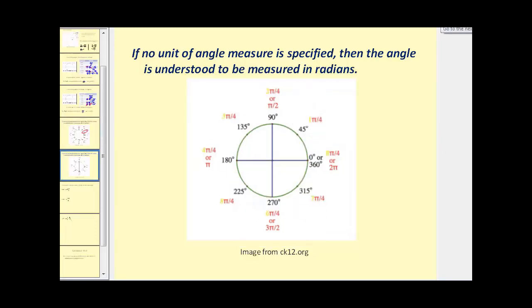The second key angle would be 45 degrees being equal to pi over 4 radians. So if we have an angle that's a multiple of 45 degrees, it will be a multiple of pi over 4 radians. Since 90 degrees is 2 times 45 degrees, it would be 2 times pi over 4, which simplifies to pi over 2, and so on. So these 2 diagrams might be very helpful for some notes.